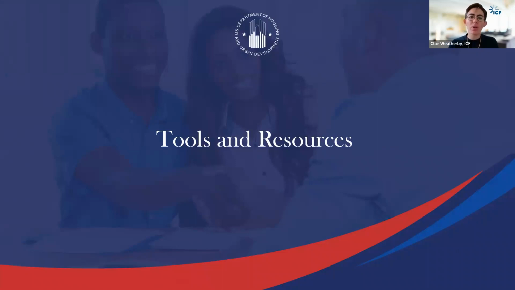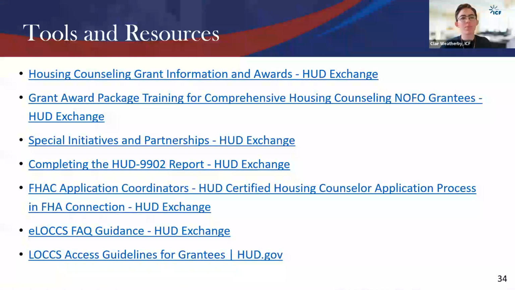Now I'm just going to go over some of the tools and resources that have been mentioned here today and a few additional ones for those of you who have further questions about some of the topics we've talked about today or need a little bit more guidance. We've listed these out over a few slides. On the HUD Exchange you have a number of different resources. First, you have the Housing Counseling Grant Information and Awards page, which lists prior NOFOs, which are notices of funding opportunity, the notices that the agency responds to in order to apply for funding. And you have a grant award package training for housing counseling NOFO grantees. As you may be aware, HUD will offer new grant award package trainings with every grant award.